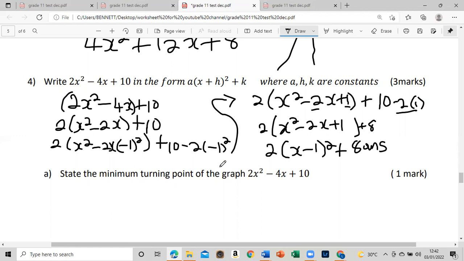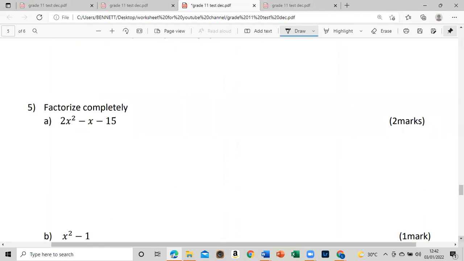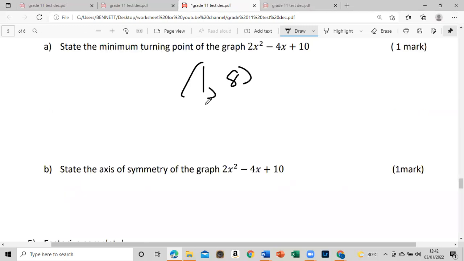Alright, it says state the minimum turning point. The minimum turning point would be the opposite of this, so it's 1 and 8. It's a minimum turning point. Now the axis of symmetry would be this number right here. So the axis of symmetry is x equals 1.